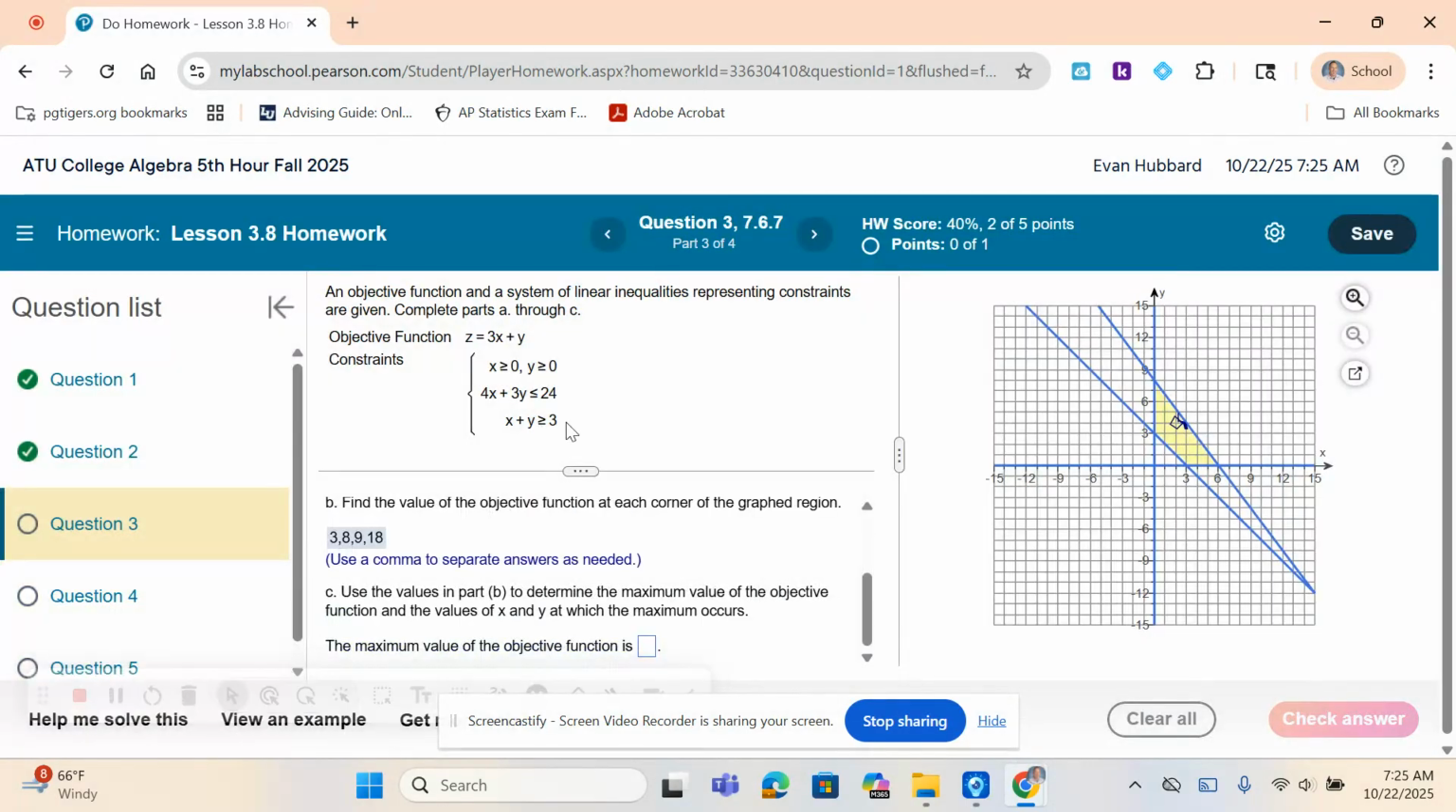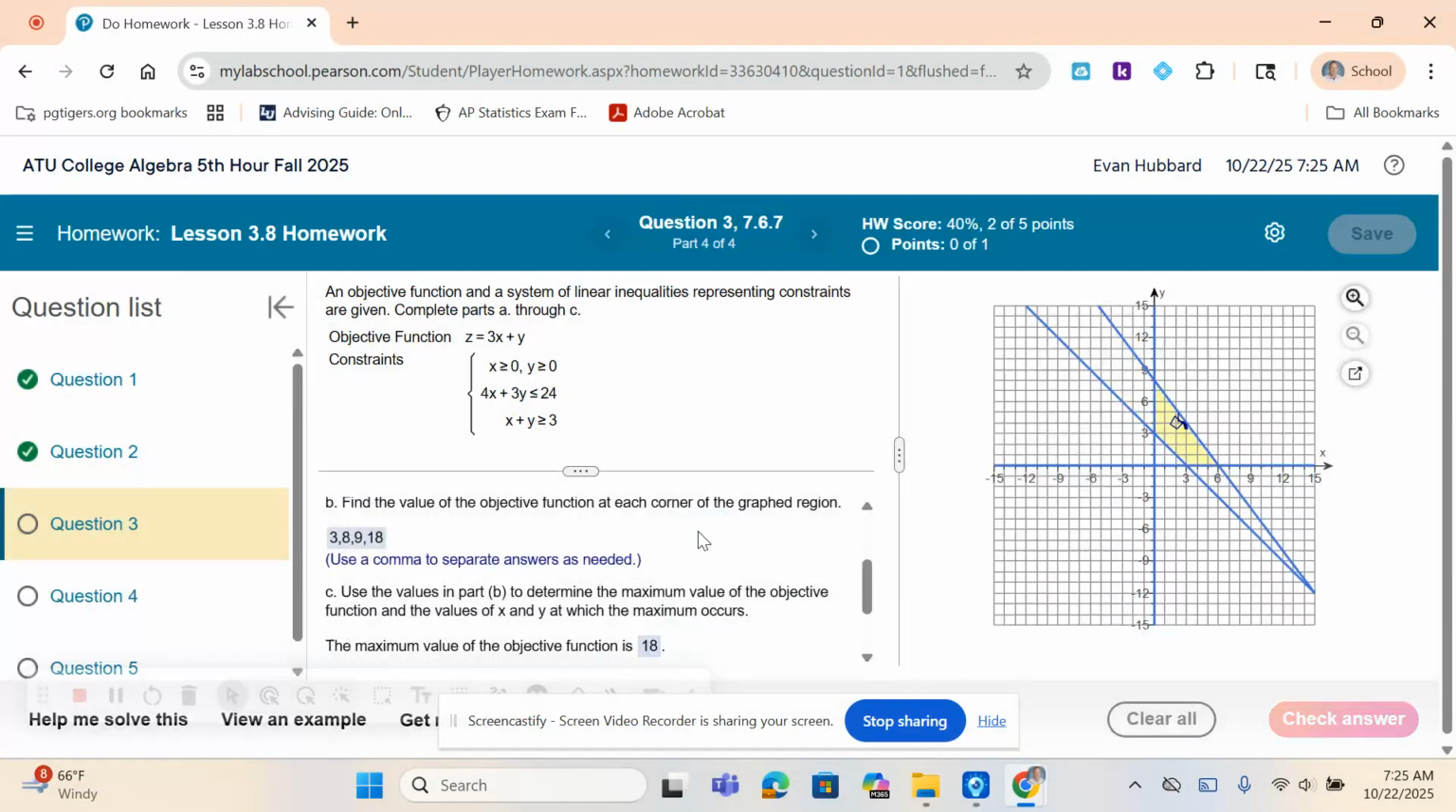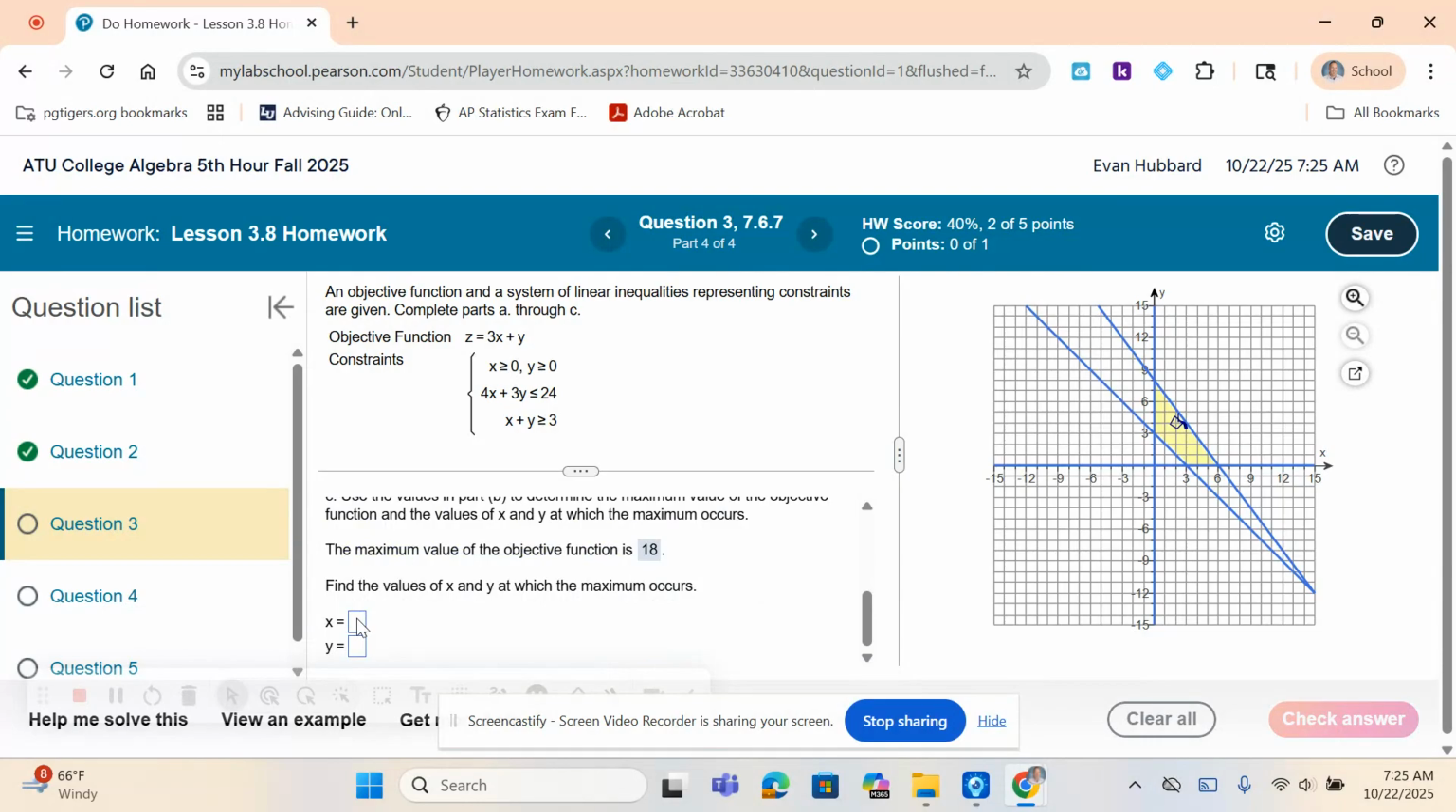All right, use the values in part B to determine the maximum of each one. So the maximums are highest, so the maximum is 18. So I'm going to put this in here. So the maximum is 18, and that occurs at 6, 0.